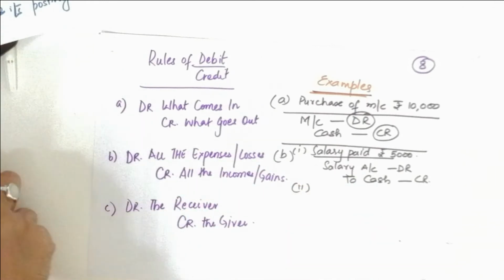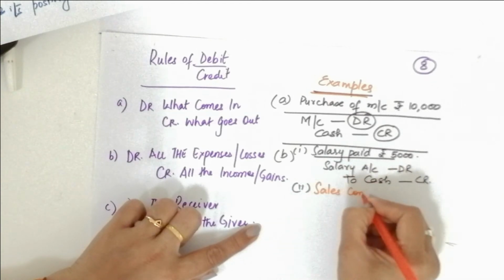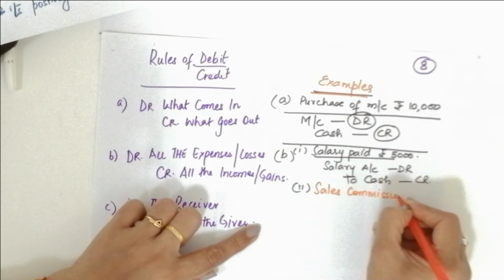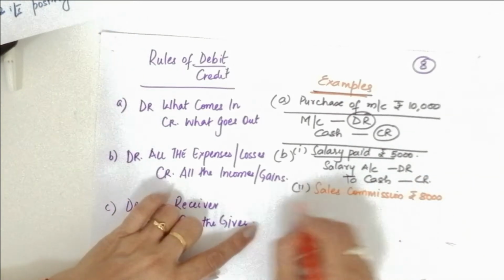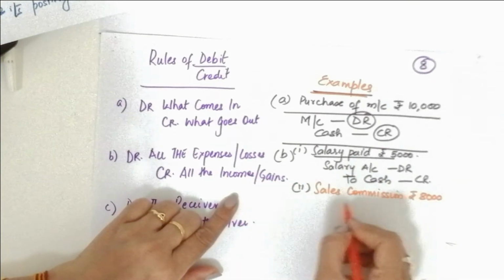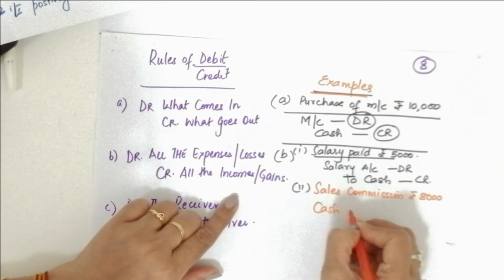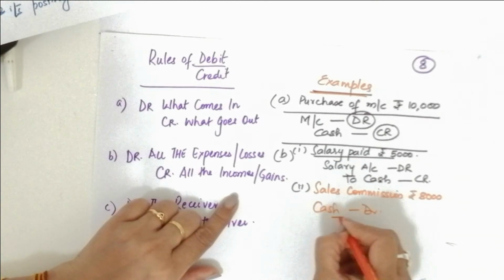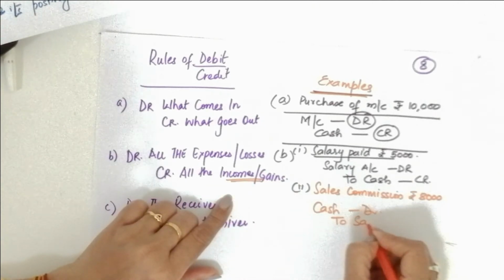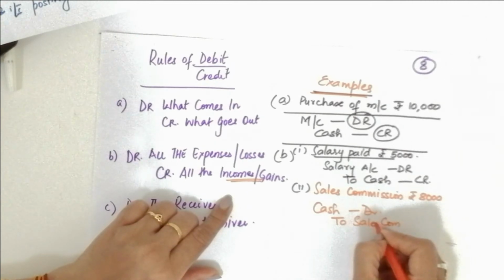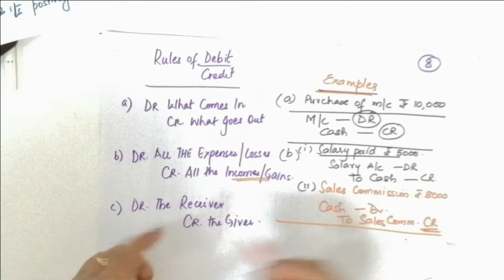Second is credit all the incomes and gains. For example, the company receives sales commission of rupees 8,000. It's an income. So the entry for this will be credit all the income and gains. What's coming in? My cash, money is coming in. So I'll say cash account debit, and I'm going to credit all the incomes and gains, so to sales commission credit. Okay, this is done.